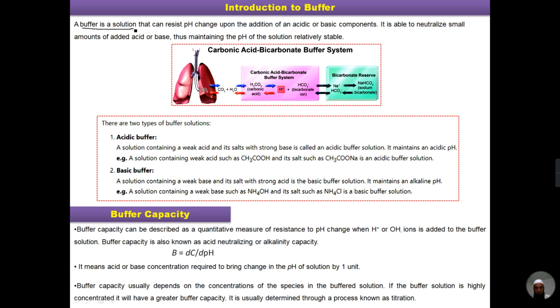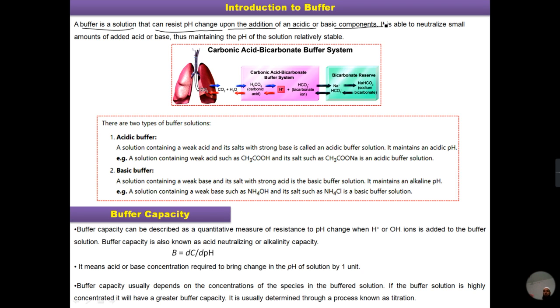Buffer क्या होता है? It's a solution. Simply यानी आपने कोई solute लिया है, some sort of solute that you dissolve in, let's say, water, ठीक? So that becomes a solution. It's that solution which can resist pH change upon addition of an acid or basic components. Means एक ऐसा solution है जिसमें आप if you add small amount of acid, small amount of base, it will resist the change in pH.